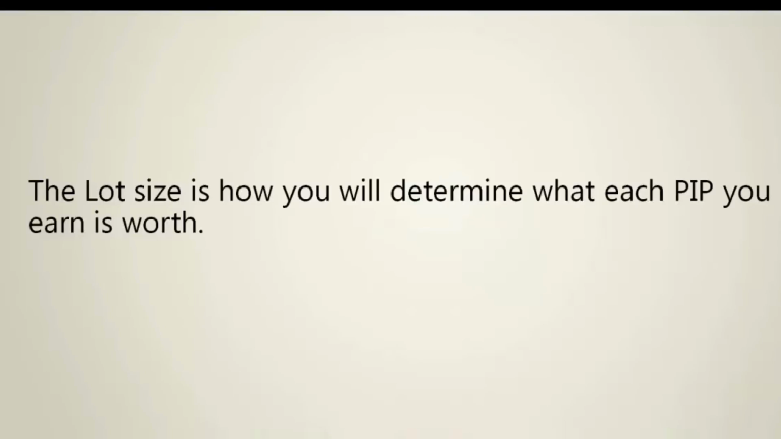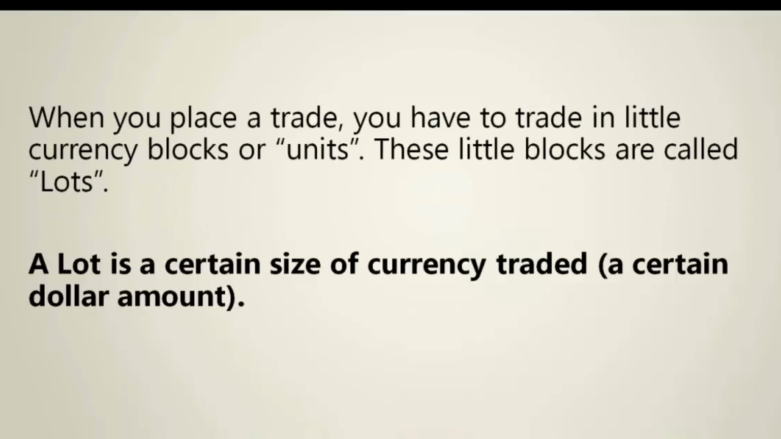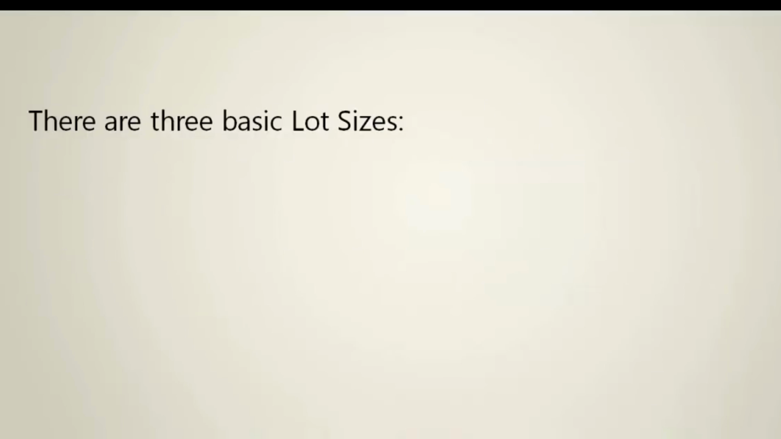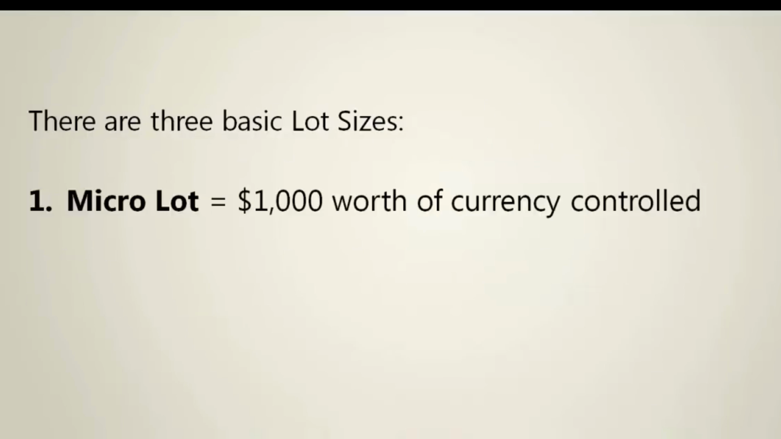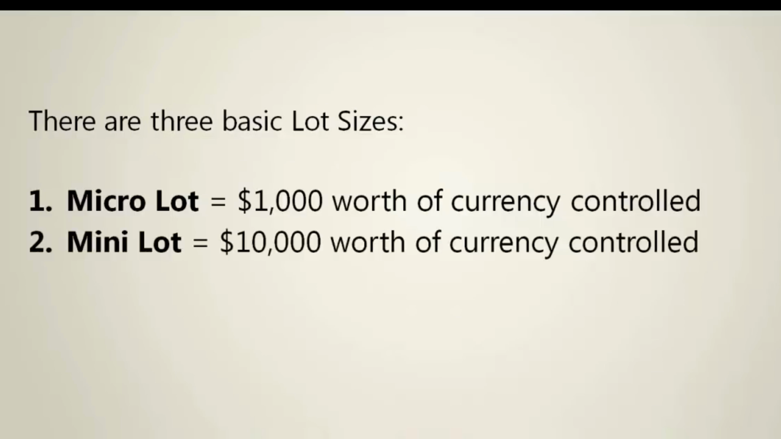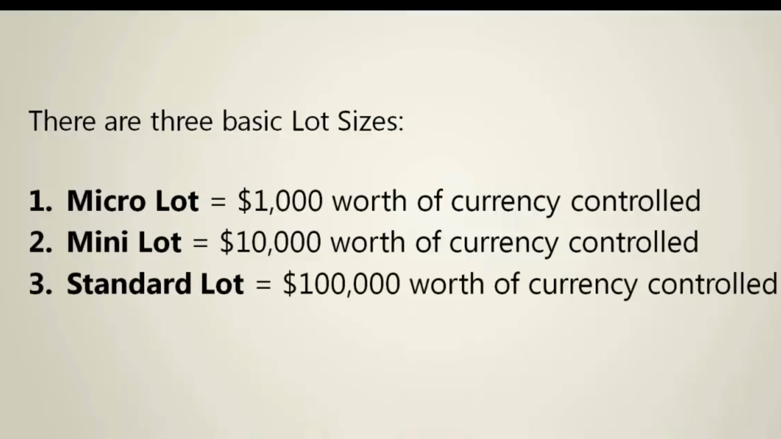The lot size is how you will determine what each pip you earn is worth. When you place a trade, you have to trade in little currency blocks or units. These little blocks are called lots. A lot is a certain size of currency traded. There are three basic lot sizes. Firstly, micro lot, which is 1,000 worth of currency controlled. Secondly, mini lot, which is 10,000 worth of currency controlled. And lastly is the standard lot, which is 100,000 worth of currency controlled.